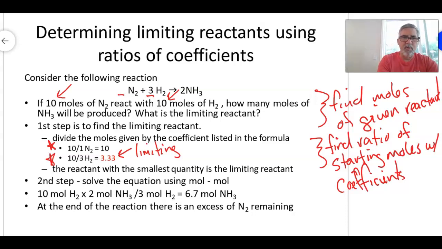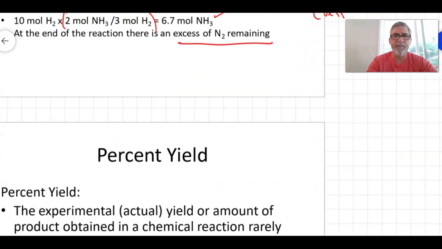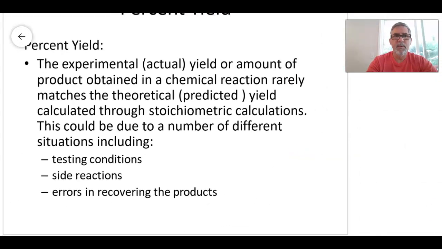So I go from 10 moles of H2, and this is my molar ratio here. I want to find NH3, so I put that on top, multiply by 2, divided by the 3 moles of H2, and I get 6.7 moles of NH3. At the end, there's excess nitrogen remaining, because nitrogen is my excess reagent. So that's how I do it. I'll show you a longer problem at the end where I'll solve the whole thing, but that's exactly what we have to do.